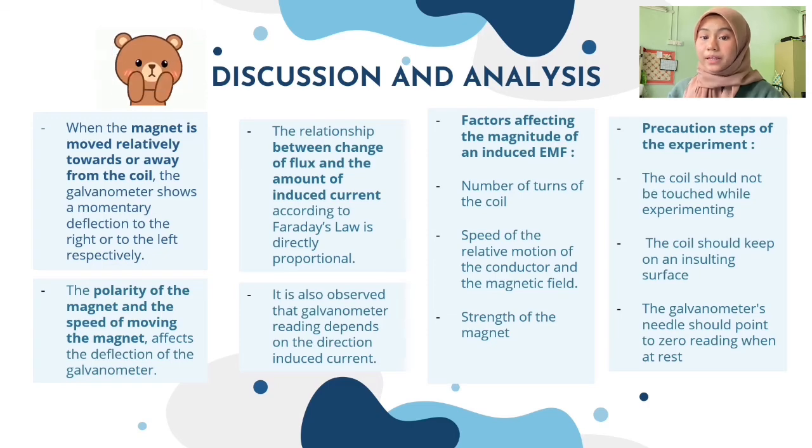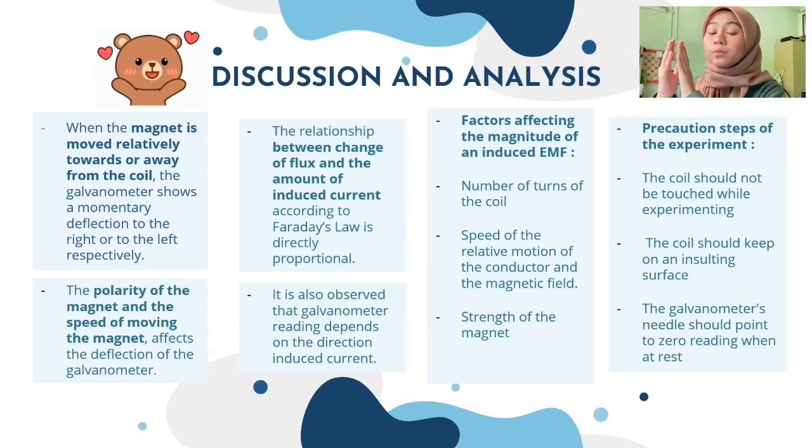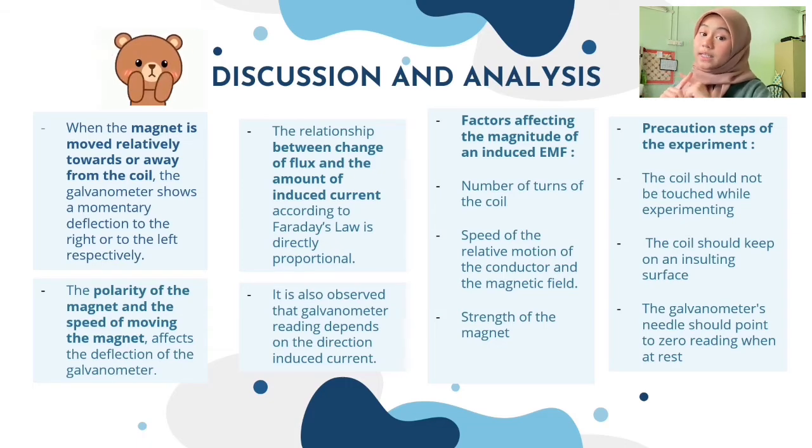Based on the experiment, we expected that when the magnet is moved relatively towards the coil, the galvanometer shows a momentary deflection to the right. This is because there is current flowing in the coil. We also expected that when the magnet is stationary, the galvanometer does not show any deflection, because there is no current flowing in the coil. Furthermore, when the magnet moves relatively away from the coil, the galvanometer is seen to deflect in the opposite direction, because there is current flow in the coil.